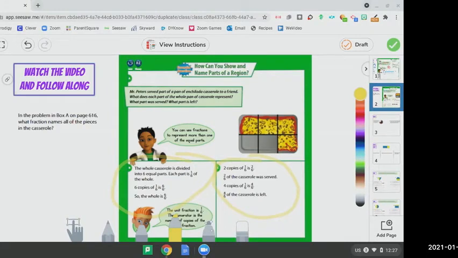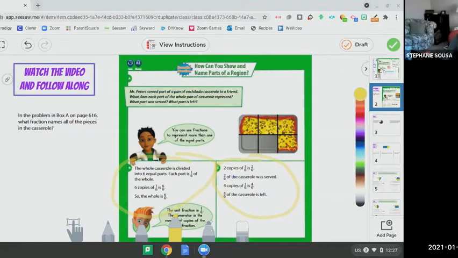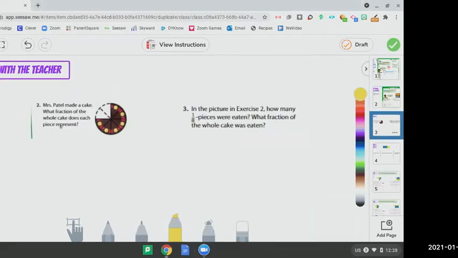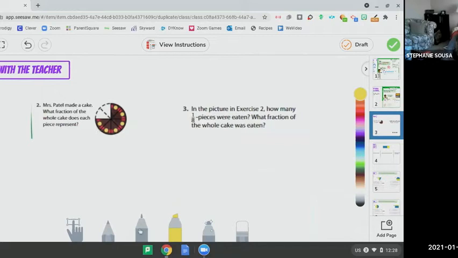Okay. All righty. Let's go ahead and go to slide 3. Slide 3, it says, the teacher, Mrs. Patel, made a cake. What fraction of the whole cake does each piece represent? Each piece, okay? So they're trying to trick me here. They're showing me a cake that has some pieces missing and some pieces here, but that's not the question.